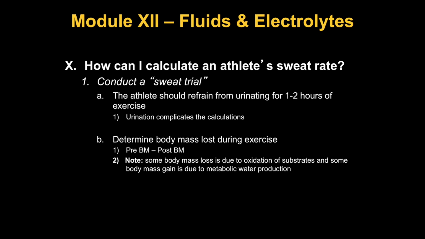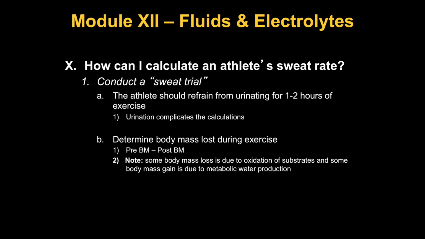And what you're going to end up doing is have the athlete work out for, let's say, a 1 hour or a 2 hour block of time, and they can't urinate during that time. So basically you want to empty the bladder before you start this. And you're going to measure body mass before they actually exercise, and then you measure it afterwards. So that's important. You want to get a weigh-in before they exercise and after they exercise. And avoid urination in between, because urination would complicate the calculation.